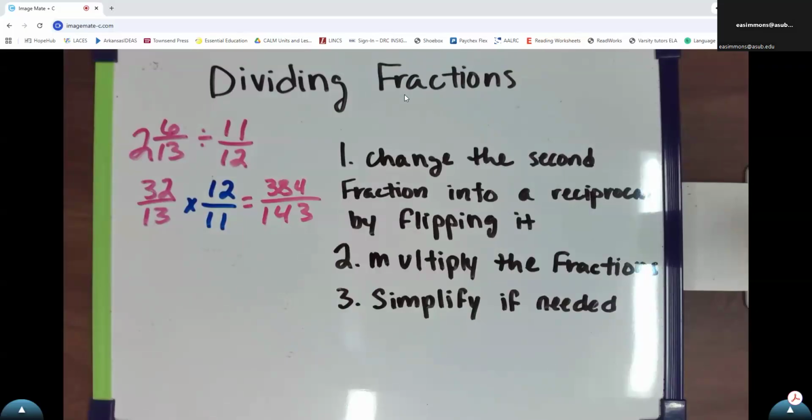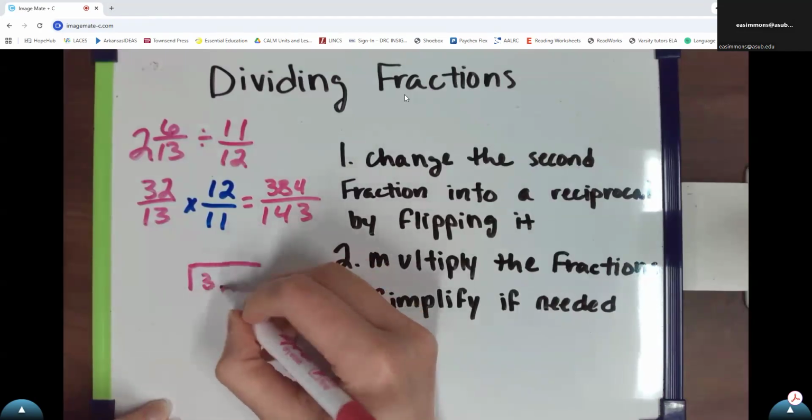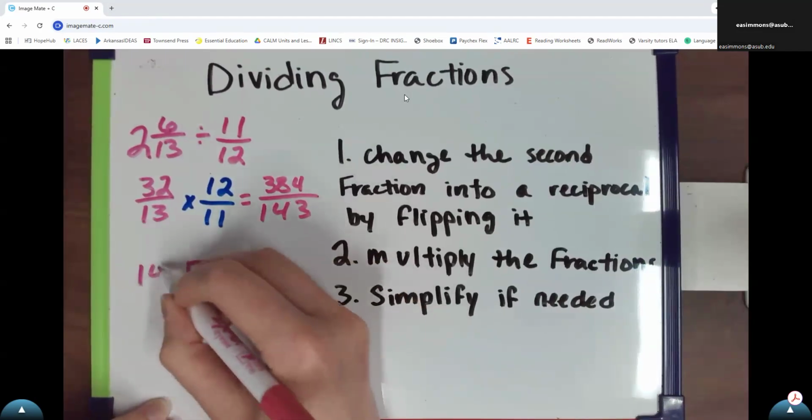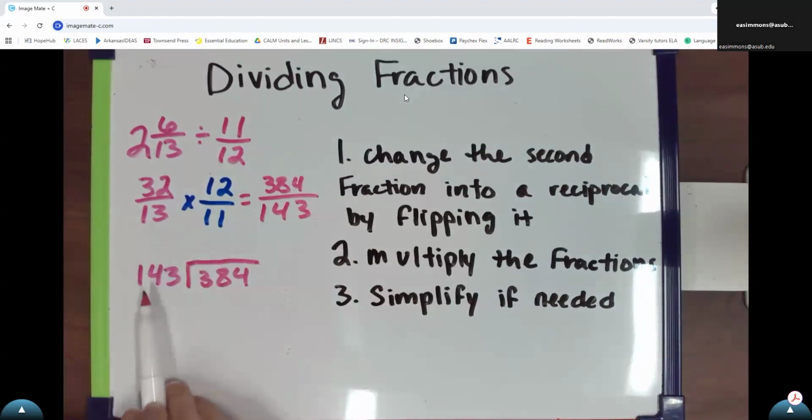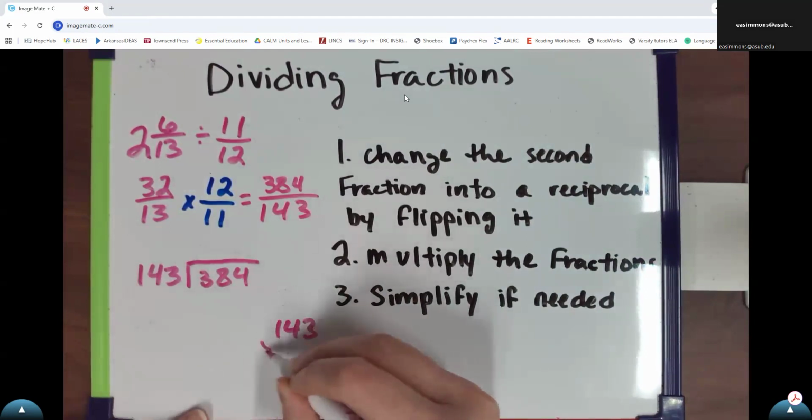All right, so after we've multiplied, our fraction is 384 over 143. This can simplify. Let's make this improper fraction into a mixed number. We need to think of how many times 143 can go into 384. I would do this by guessing. So I'm going to start with, well, 143 is about half of 300, and 384 is not quite 400. So let's try 2 times.